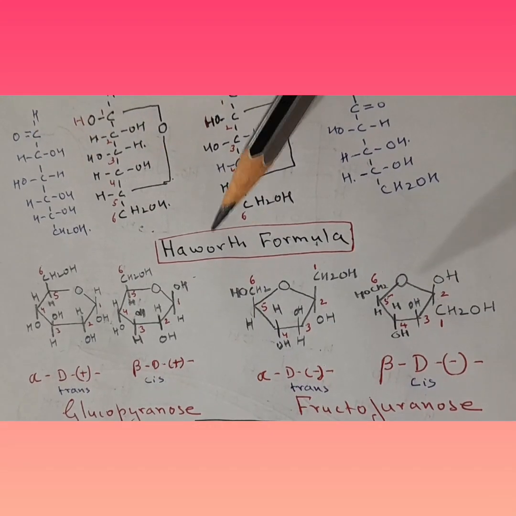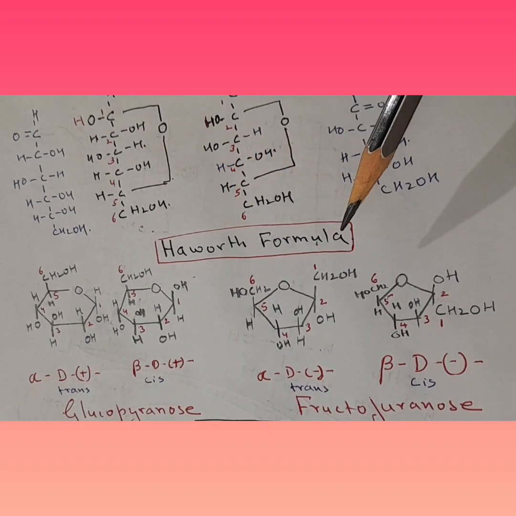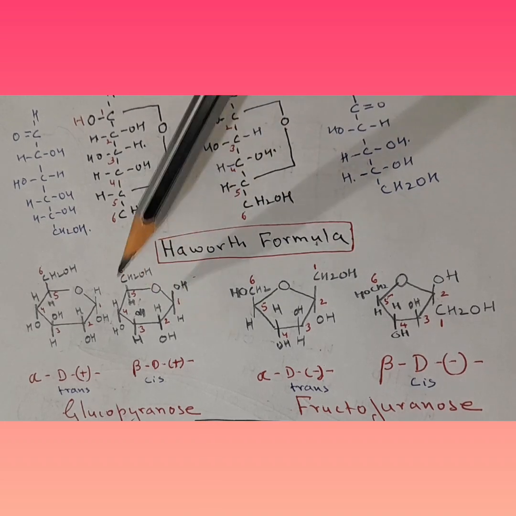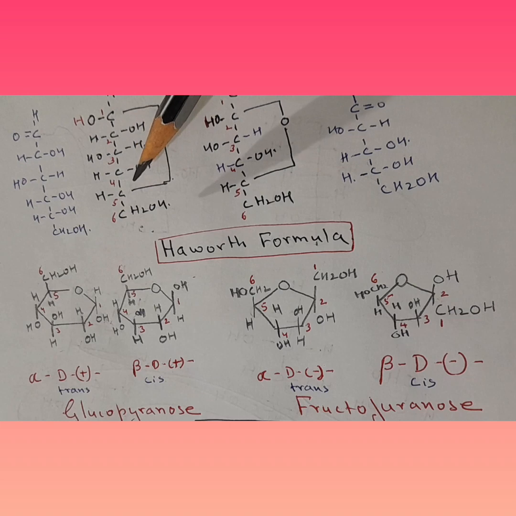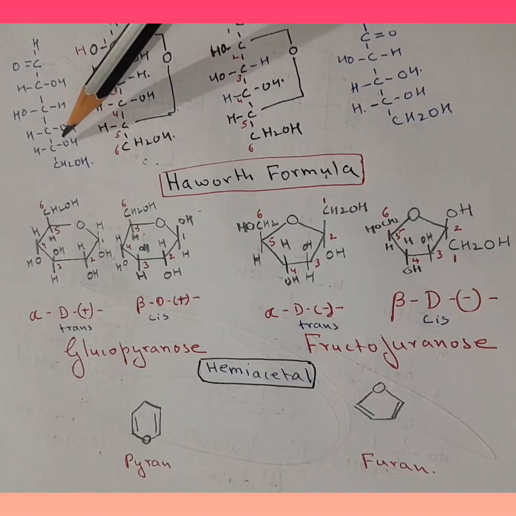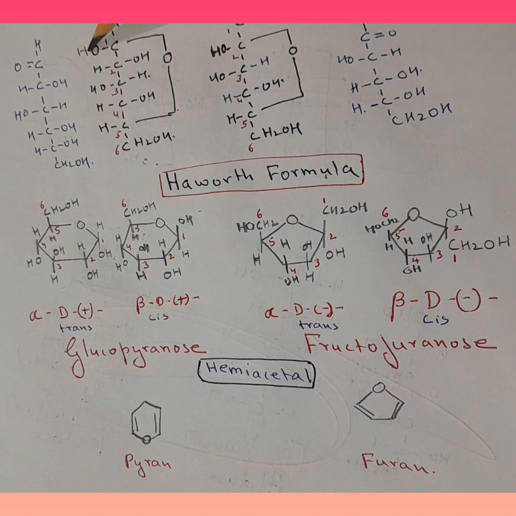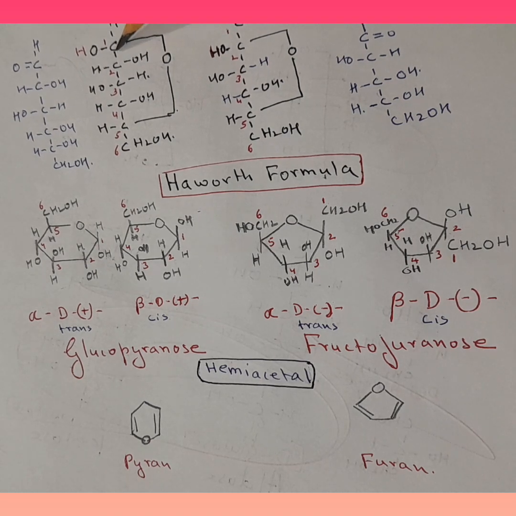Okay guys, now let's get into Haworth's formula. In case of Haworth's formula, what happens is, it's this cyclized structure. Now I had already explained to you, oxygen of hydroxide of 5th carbon does a nucleophilic attack on this carbon of carbonyl of aldehyde, and gets cyclized, and this H which is there gets transferred over here, and we call this the anomeric carbon.